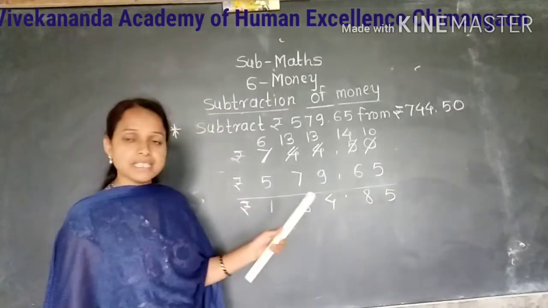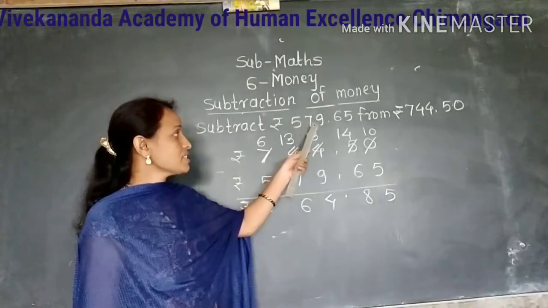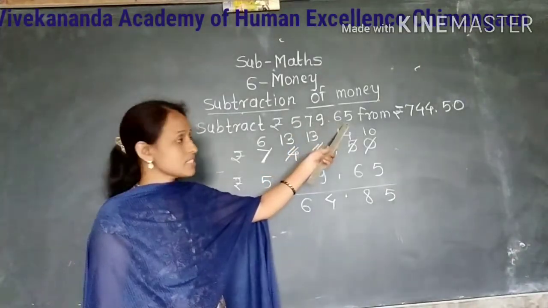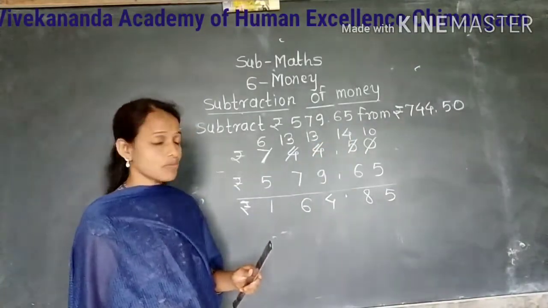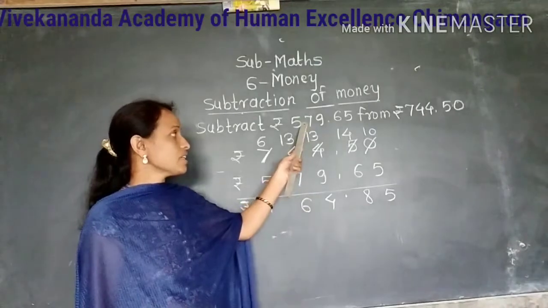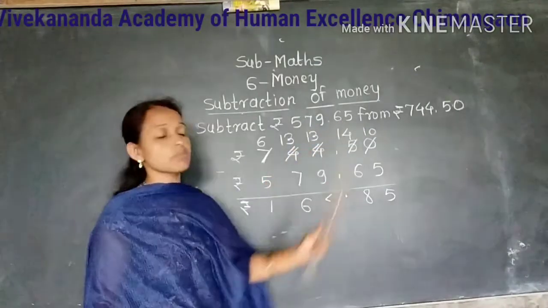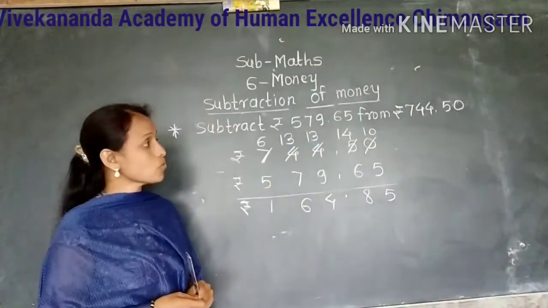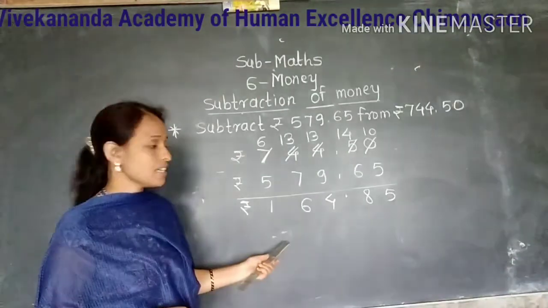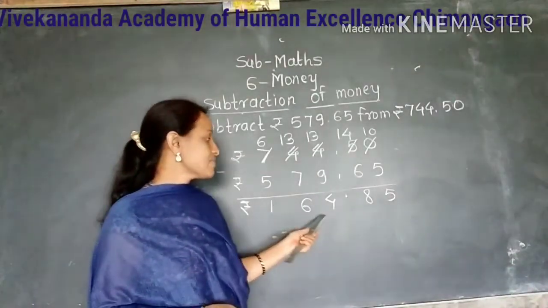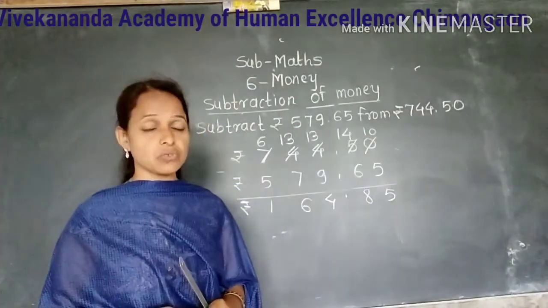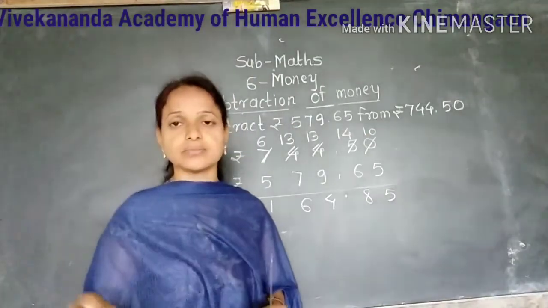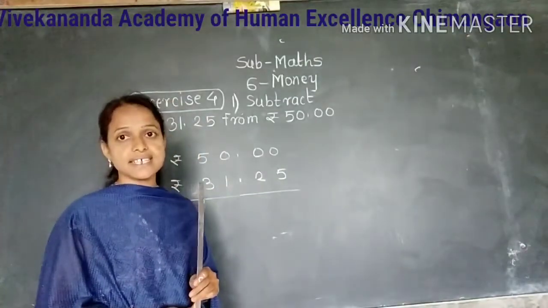In this way, by subtracting 579.65 from 744.50, we get the answer 164.85. Understood how to subtract it? Now we will solve exercise 4.